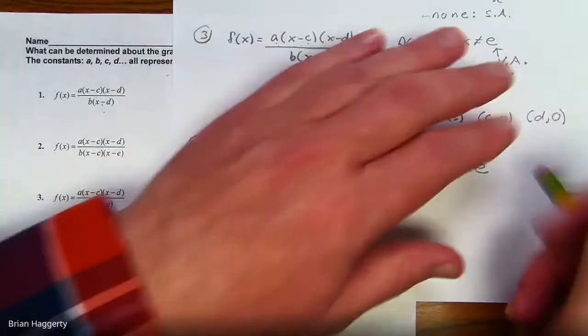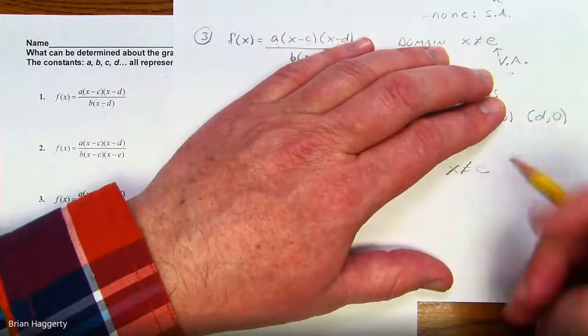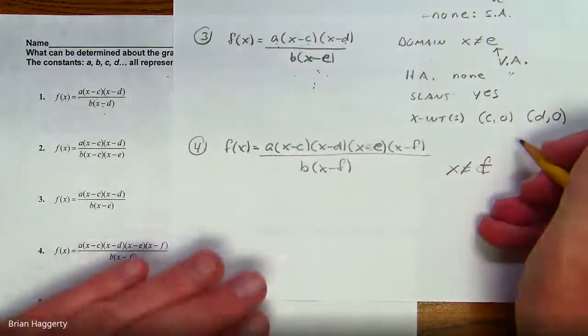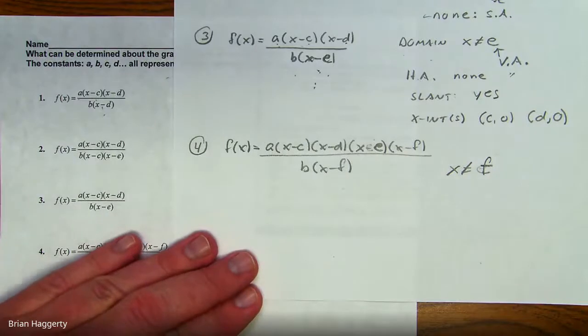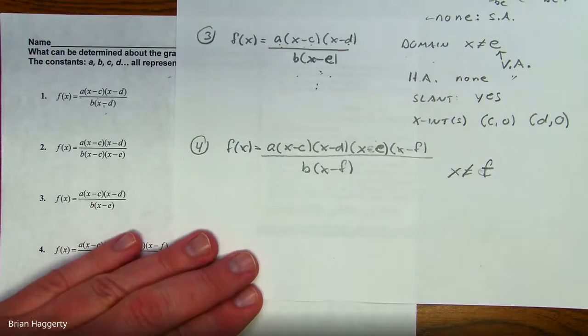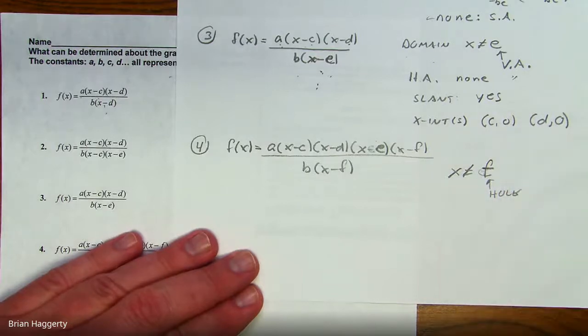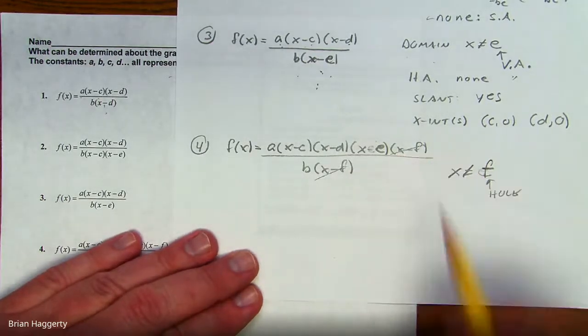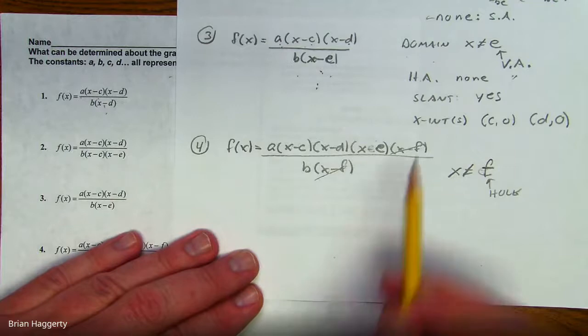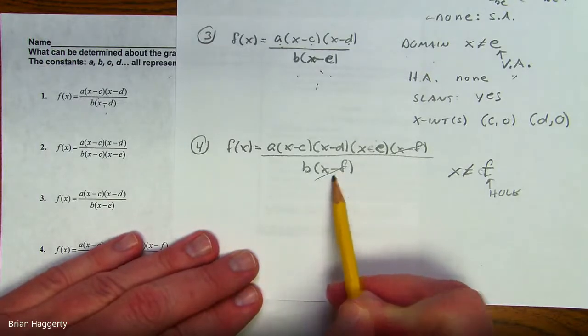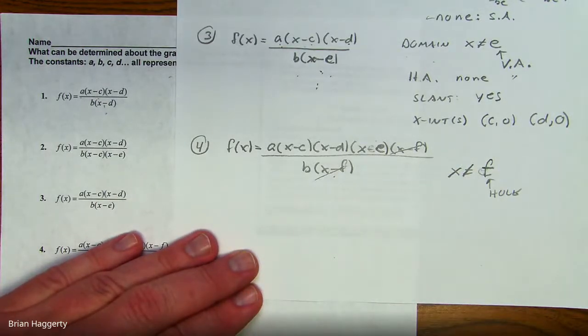Oops, you said F and I wrote E. I'm already messing you up. All right, tell me what's happening at F. Is that a vertical asymptote or a hole? Very good. And we know it's a hole because that is canceling with that. If that x minus f did not cancel out, then we know it would be a vertical asymptote.